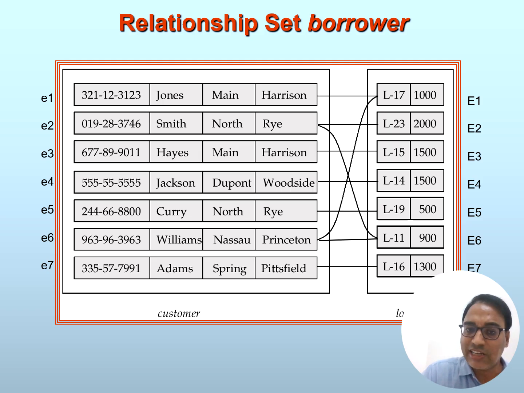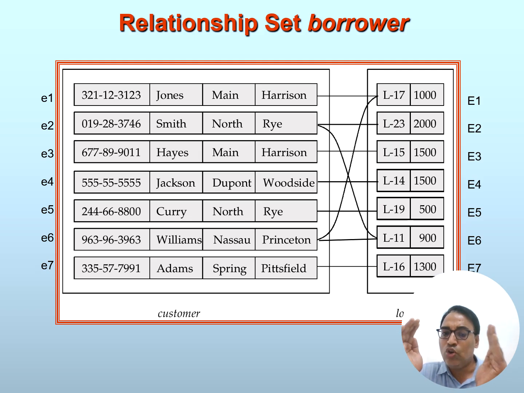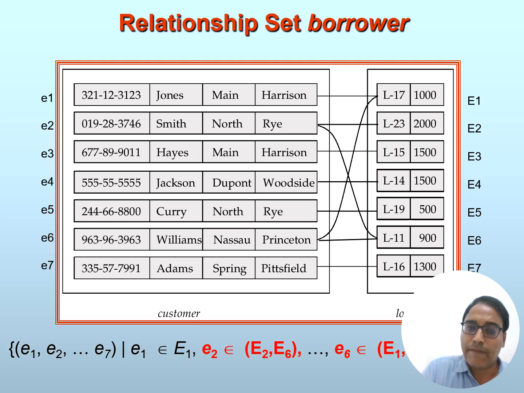So whenever you are building the connection, I'll show it as small e1 belonging to capital E1. Then small e2 belonging to the bracket, I'll write it as capital E2, comma, capital E6. After the belonging to sign, I'll show two things, capital E2 and E6. Like that the things will work out. And this will go on. And e6 belongs to E1 and E6, and e7 belongs to E7. So I can show it like this in a better way.